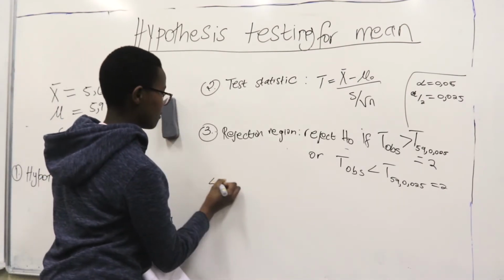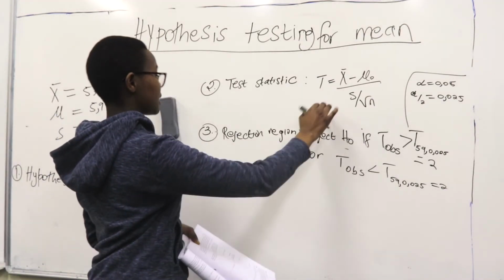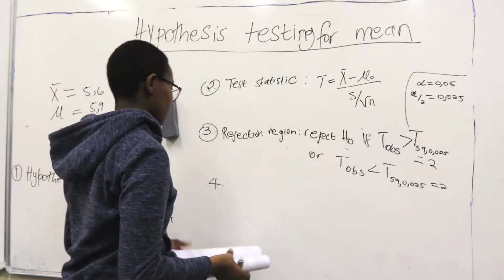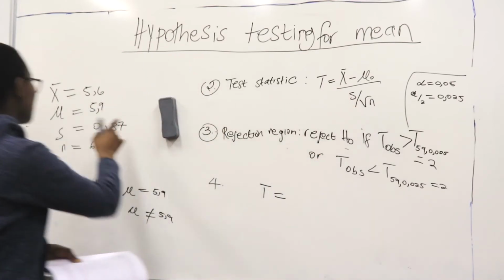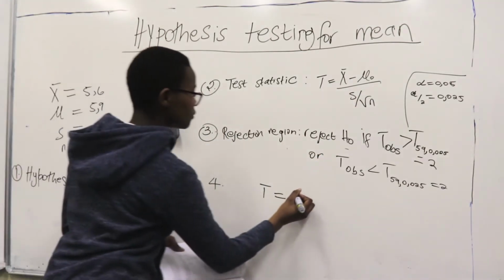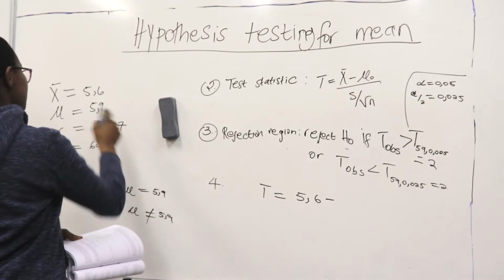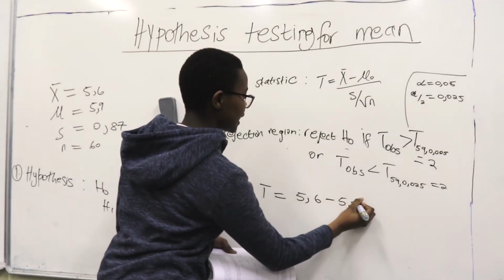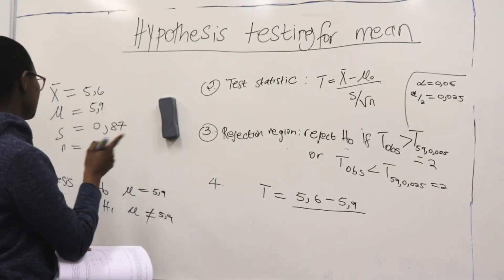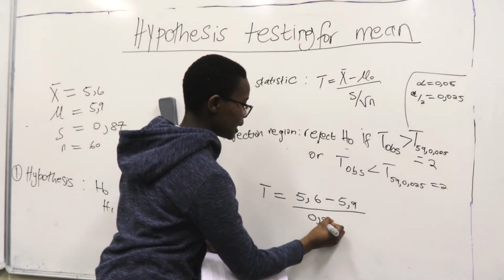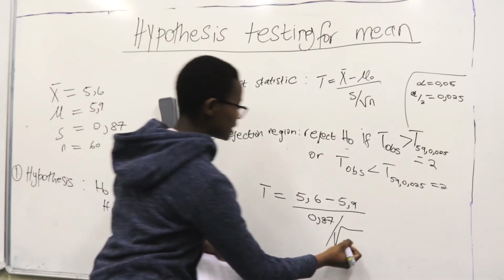We are calculating now. So we substitute into the formula from step 2. T is equal to x bar, and x bar was 5.6, minus your mu, which is 5.9, divided by the standard deviation, which was 0.87, over the square root of n, and your n is 60.